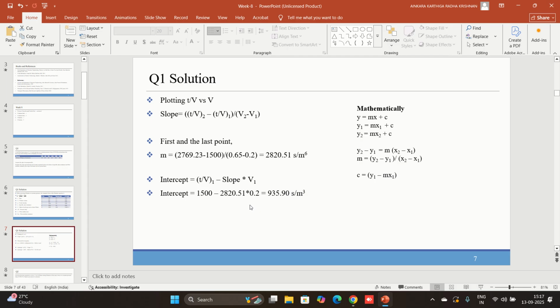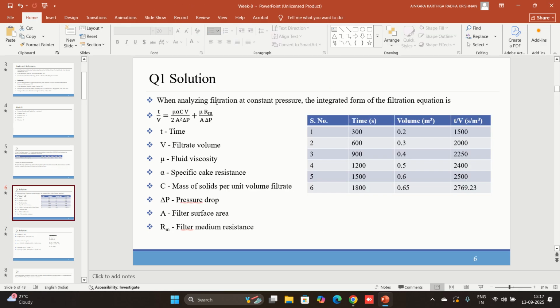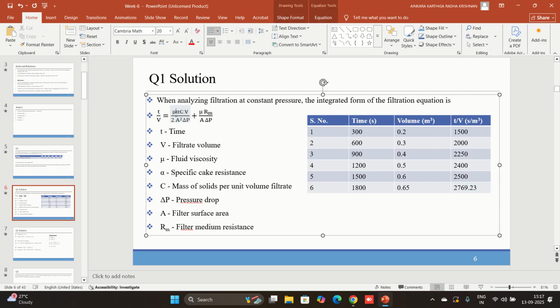How are we saying the units of intercept? It is t by v. Basically it has the unit of t by v, so it is seconds per meter cube. So that is how we are calculating the slope and the intercept. Once we know the slope and intercept, if we are asked to find the specific cake resistance or filter medium resistance, we can substitute it back in this particular formula and get the desired result. So that is how we do this.